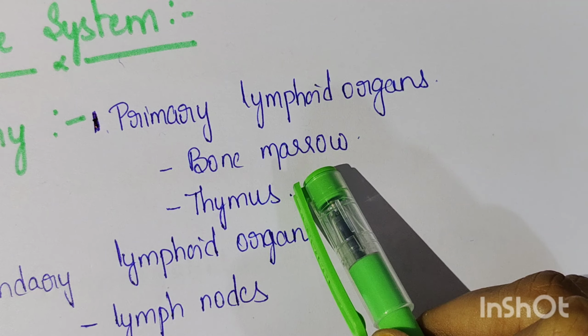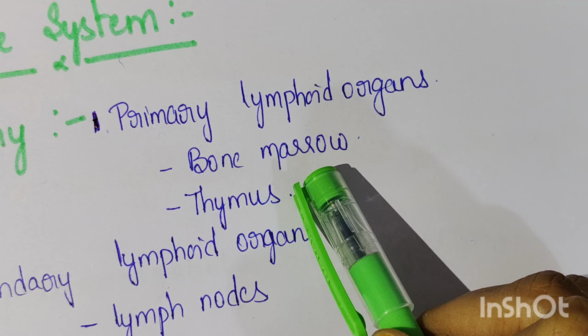And the next is the secondary lymphoid organs. What all will come in this? Lymph nodes, spleen and MALT. MALT means mucosa-associated lymphoid tissue. In the secondary lymphoid organs, the first one is the lymph nodes. They are distributed throughout the body. Lymph nodes are small bean-shaped structures that filter lymph fluid and house immune cells, including B cells, T cells and macrophages. These are the key sites for initiating the immune response.